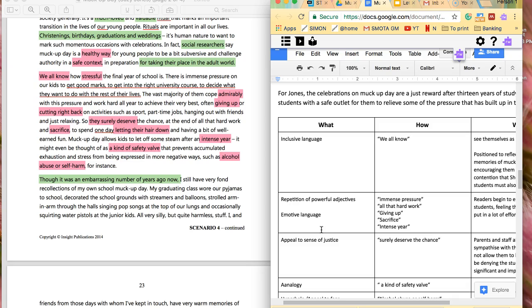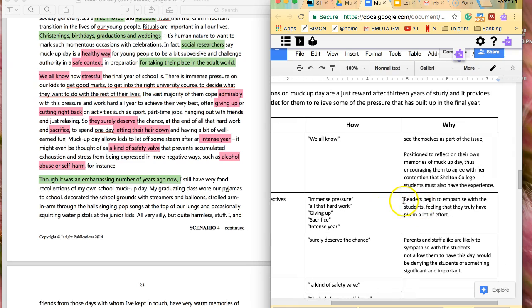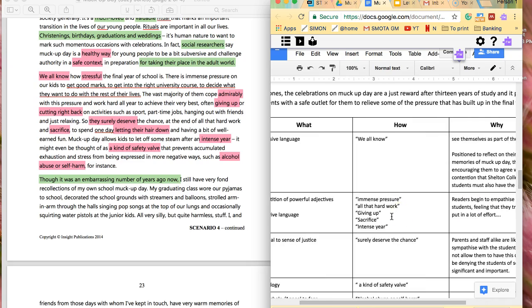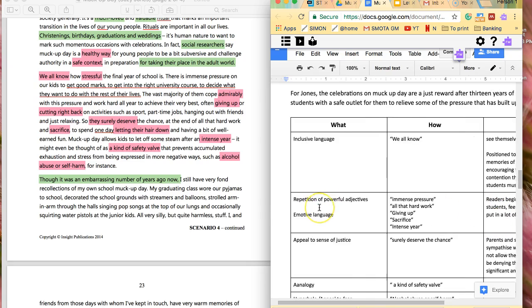We should feel sympathy for these children, or empathy that they've had such a hard time. So we've got stressful, they're giving up something, they're cutting back, they're making sacrifices, it's an intense year. So all these phrases are intended for readers to empathize, which means they stop and put themselves in the shoes of those children and think about how stressful that year is for them. And you could expand on that, of course.